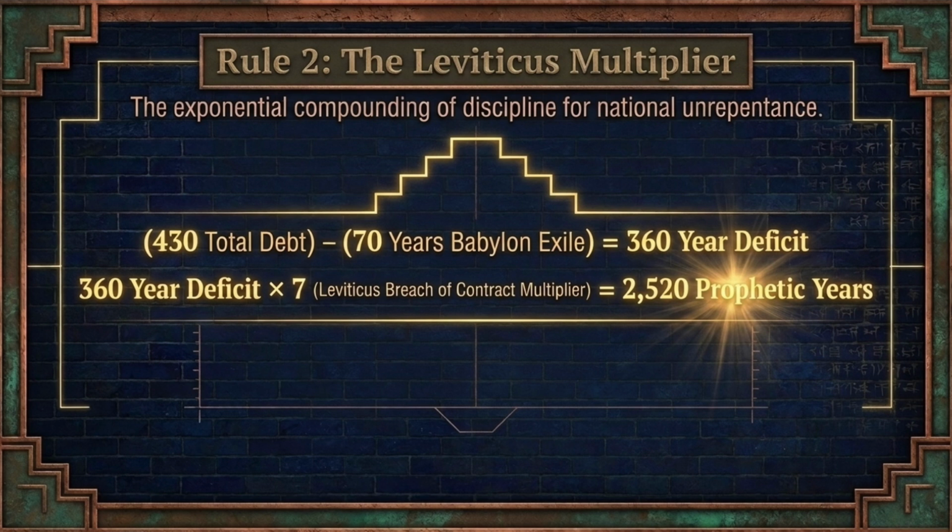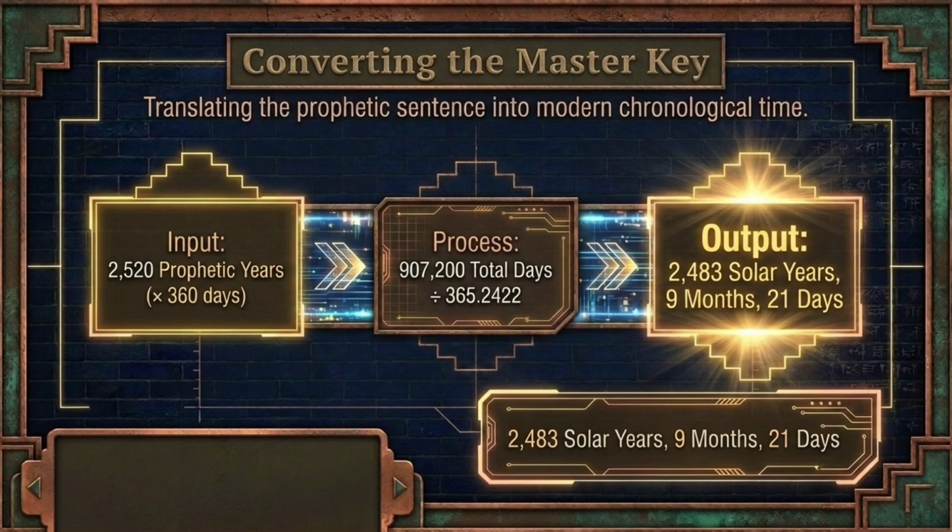If you have a master key of 2,520 prophetic years, you first have to convert that back into our actual modern solar years to find out when it happens on our calendar. Let me do the mental arithmetic here to make sure I'm tracking the code. Go for it. You have 2,520 years, but each year is only 360 days long. So 2,520 multiplied by 360 gives you 907,200 total days of exile. Exactly. To find out how many of our modern solar years that is, you divide 907,200 by 365.2422. And the result is roughly 2,483.8 solar years. And the group breaks that decimal down further, converting it to exactly 2,483 solar years, 9 months, and 21 days.